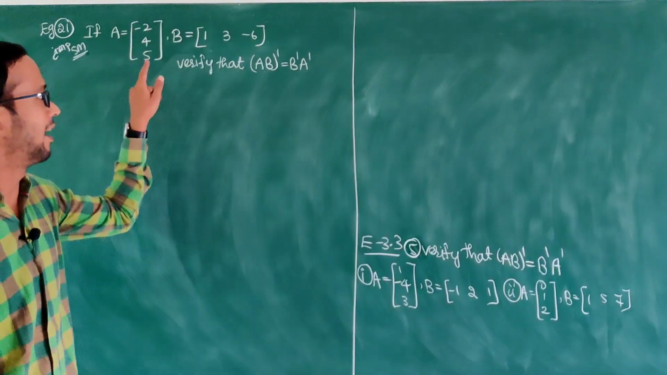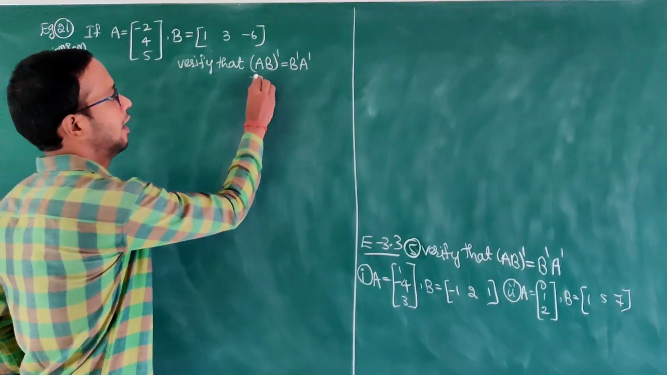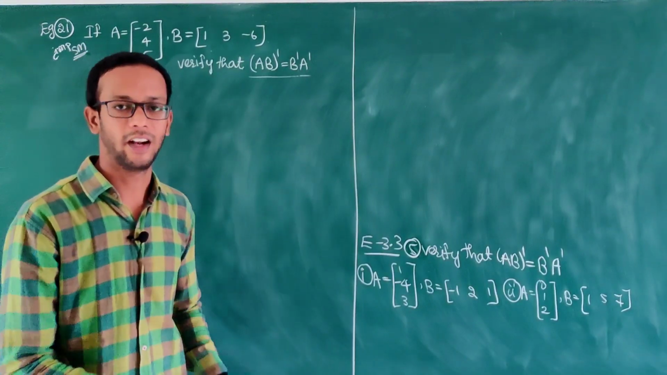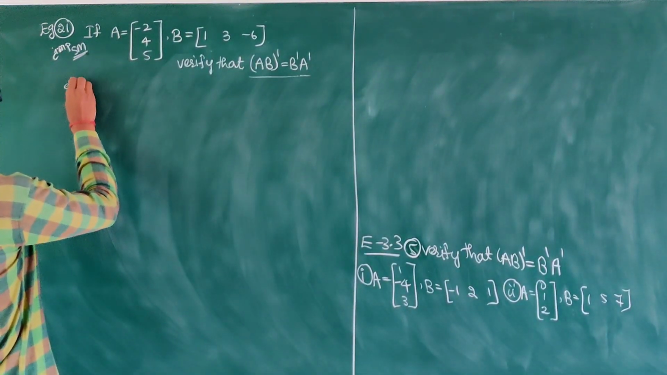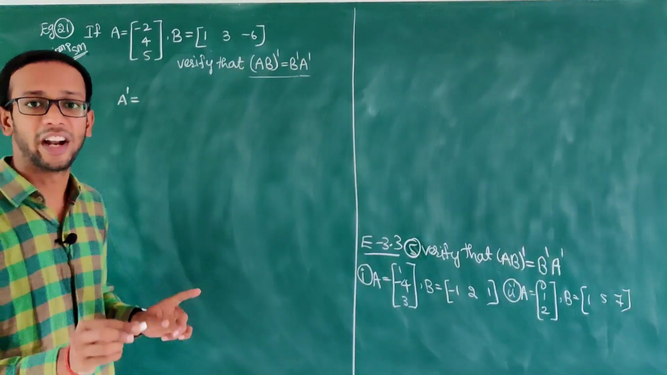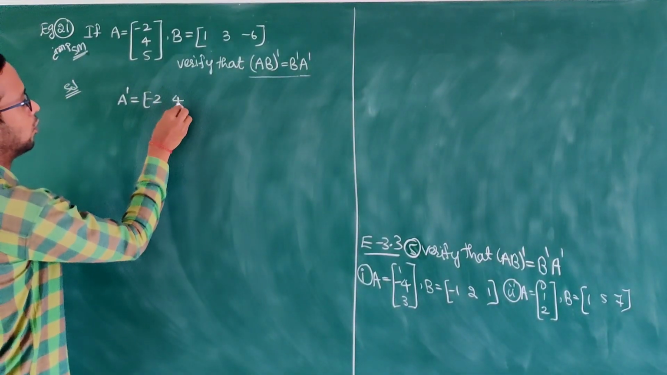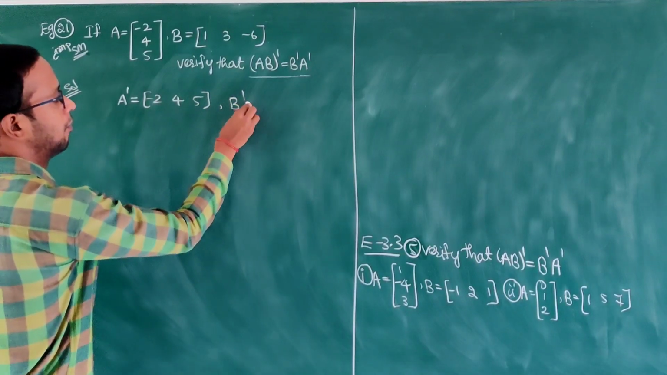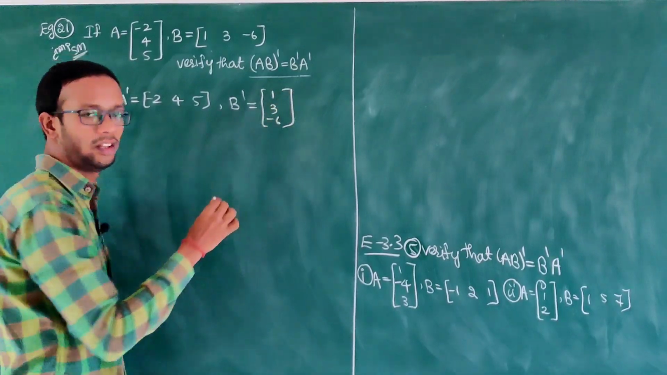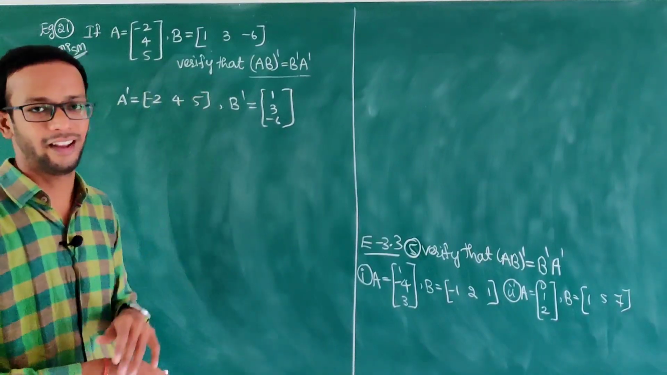If A is a column matrix and B is a row matrix, verify that (AB)' is equal to B'A'. For that purpose, first of all, A' is equal to what? Writing A' and B' gets you 1 mark, 2 marks: that is minus 2, 4, 5. Next, B': the row matrix will become a column matrix. So these two writing, 2 marks completed. Out of 5 marks, these 2 marks are just writing rows as columns.